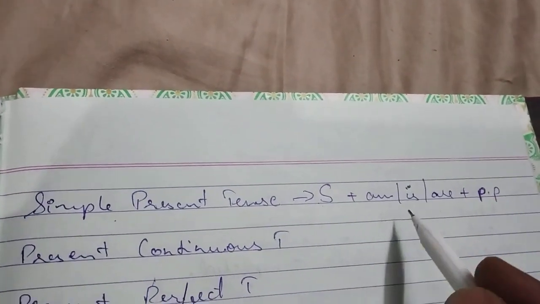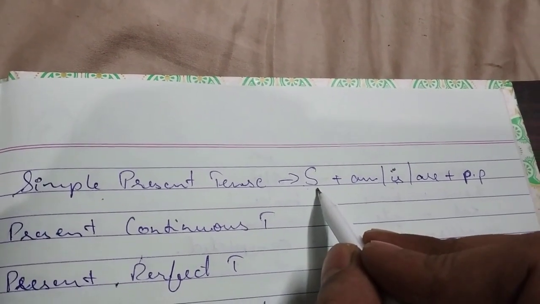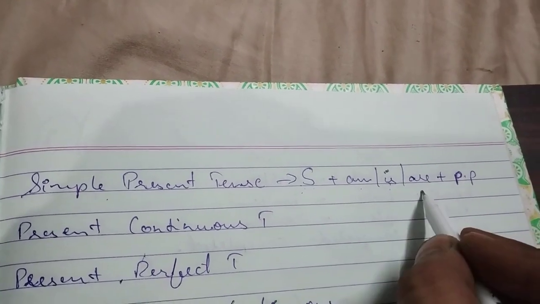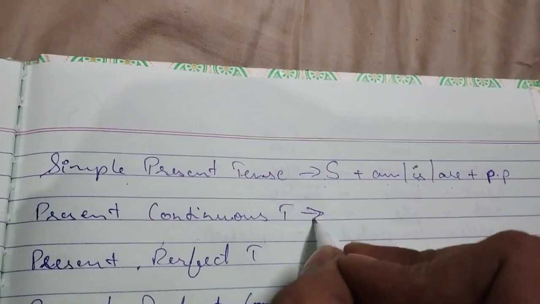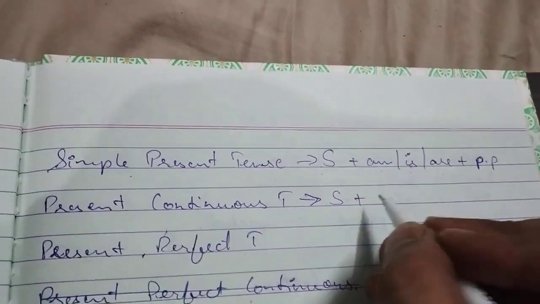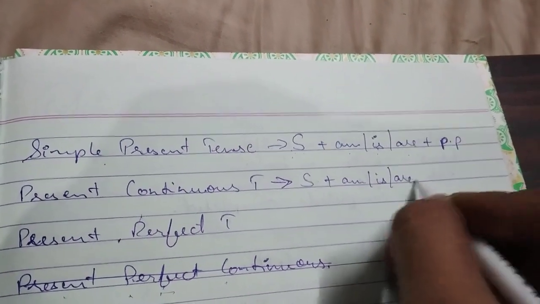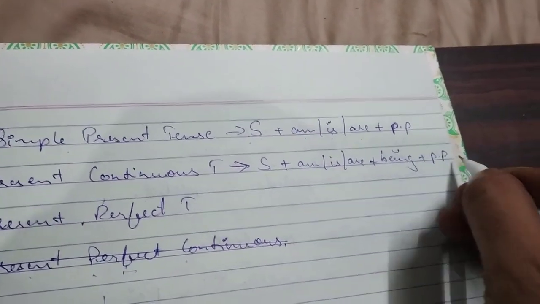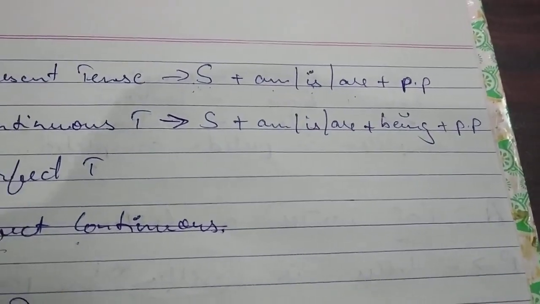Okay. Now when am will be used, as you know, when the subject is I, then only am will be coming. If the subject is singular, is. If the subject is plural, are. What if it is present continuous tense? So what will be the format? Subject plus am, is, are plus being plus past participle. This will be the format.